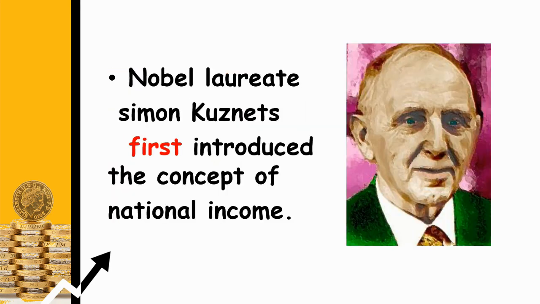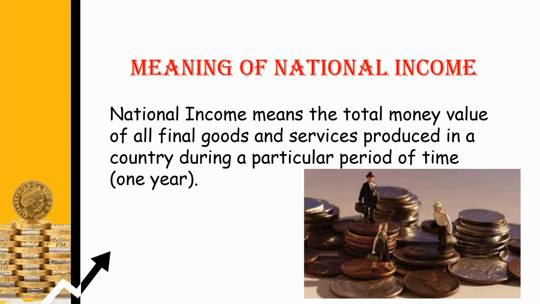Nobel laureate Simon Kuznets was the first who introduced the concept of national income. Let's learn the meaning of national income. National income means the total money value of all final goods and services produced in a country during a particular period of time. So it means the total money earned in a country in terms of money. For example, like cloths in meter, petrol in liters, sugar in kilos. So it is the sum of all final goods and services in terms of money produced in a country for a particular period of time. So it can be calculated for 1 year.